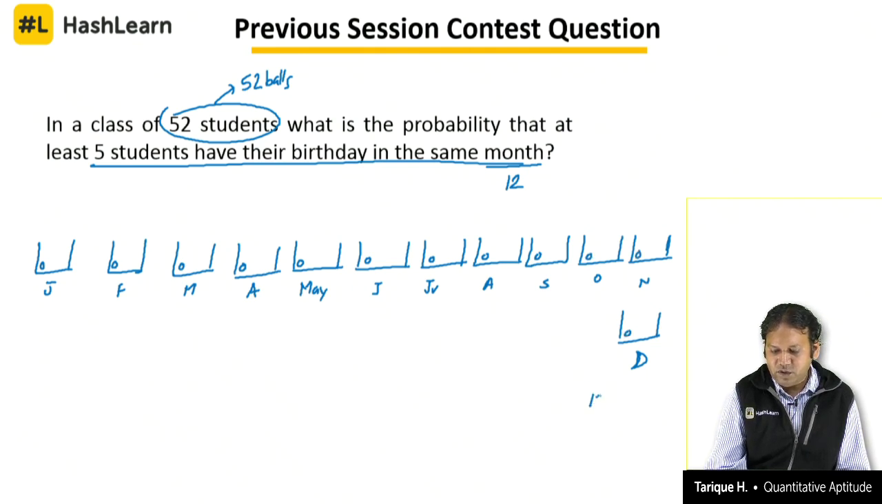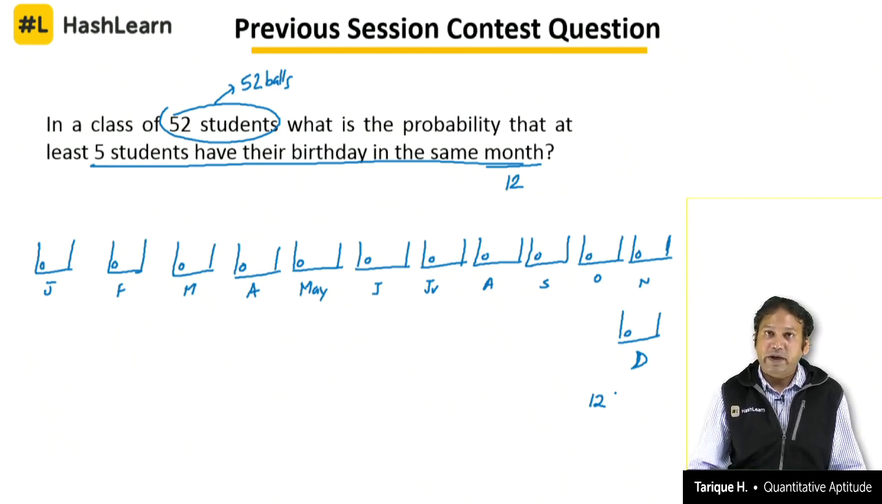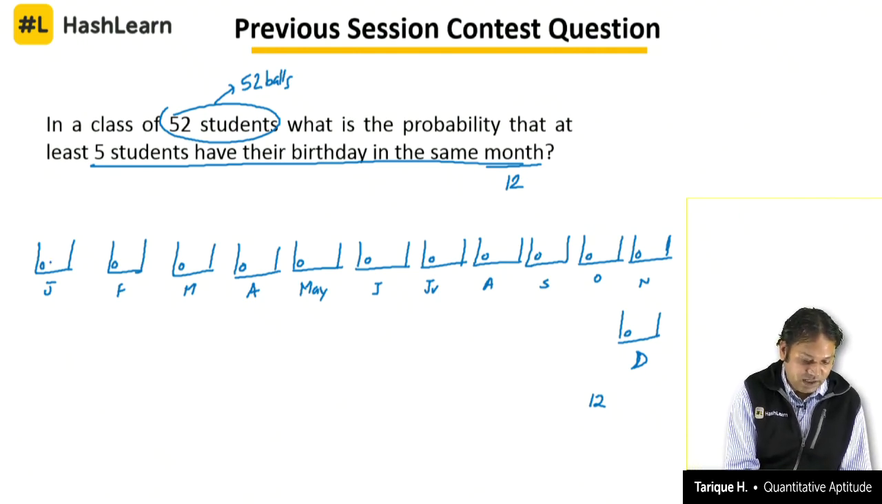But this way we have used only 12 balls, but we have a total of 52. So again, let us repeat the same thing. This we are doing so that students do not have birthdays in the same month. This is the worst possible scenario, where 12 persons all have birthdays in different months. Let us repeat the same thing again. So one more.